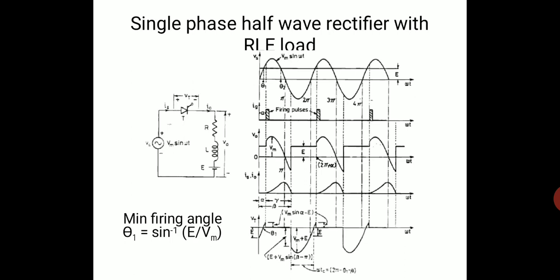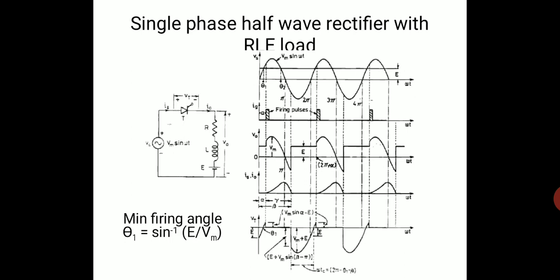The supply voltage here is Vm sin omega t, and since the thyristor can conduct only in positive half cycle, we have firing pulses in positive half of supply voltage at omega t is equal to alpha, 2 pi plus alpha, 3 pi plus alpha, and so on.